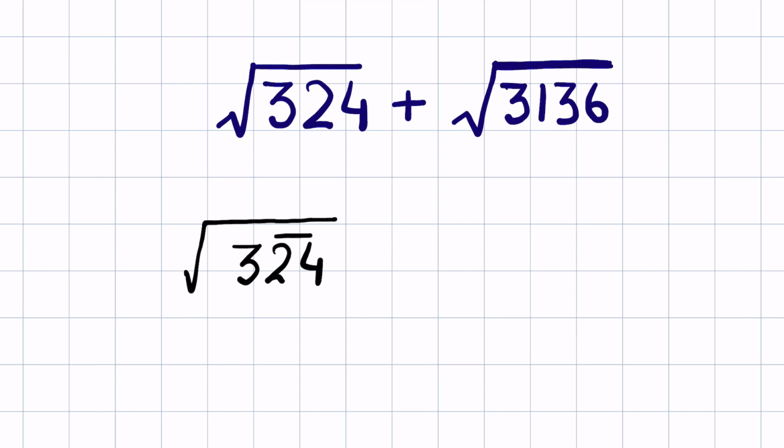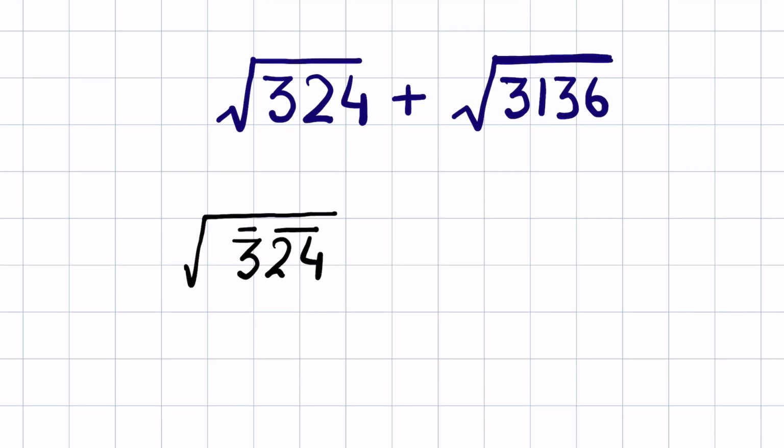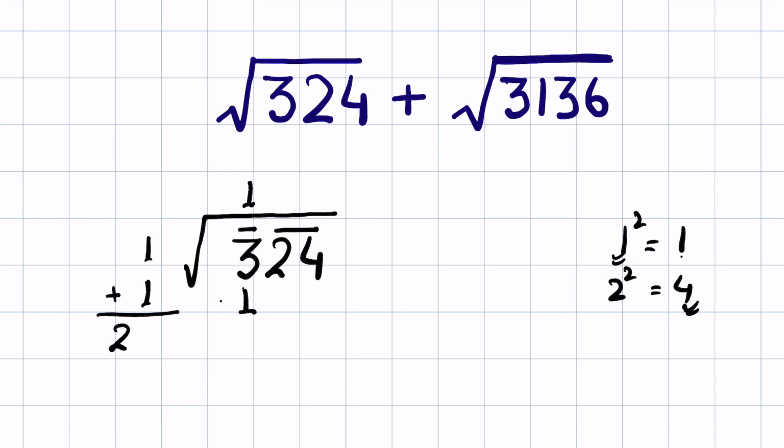So 24 is a group and then 3 is left over, so 3 is a group in itself. We have to group them in 2's from backwards. Now the square of 1 is 1, the square of 2 is 4. Now 4 is bigger than 3, so we will divide by 1. So we write 1 here, the square of 1 is 1, so we write 1 here. Then we add this divisor, 1 plus 1 is 2, you write the divisor here and subtract. So 3 minus 1 is 2.